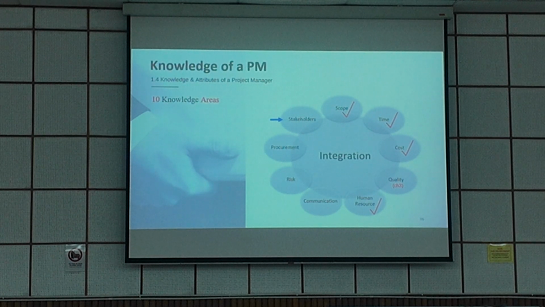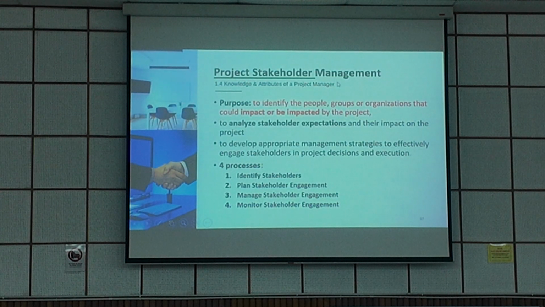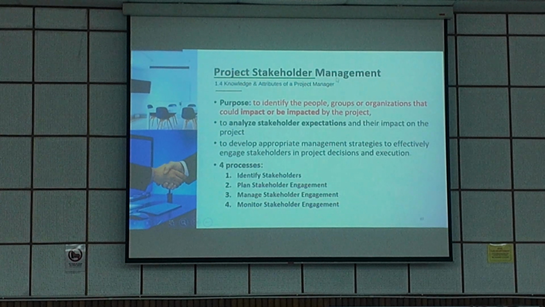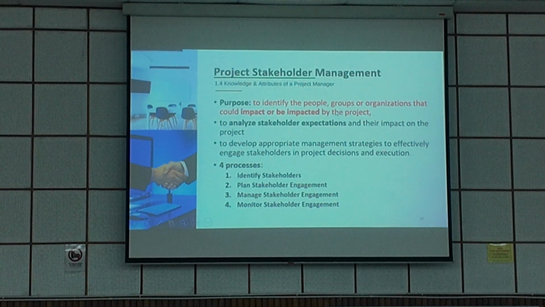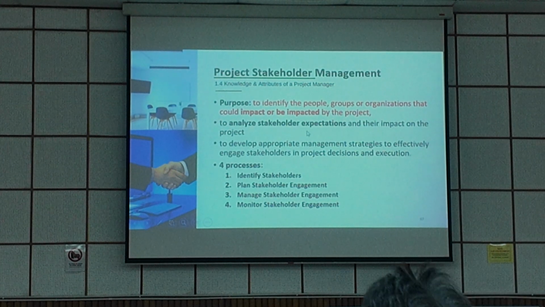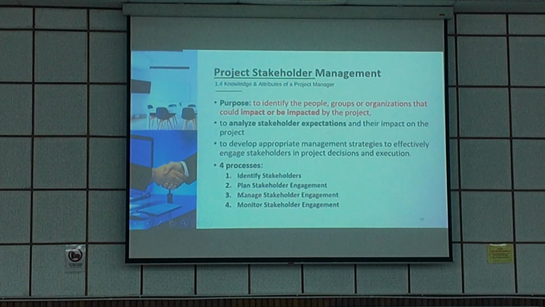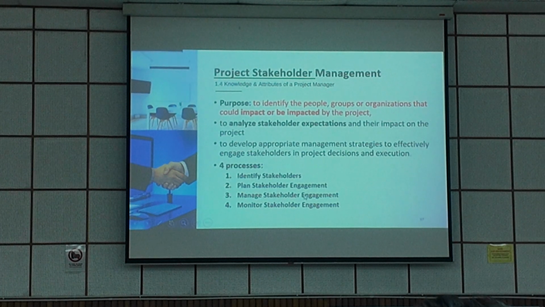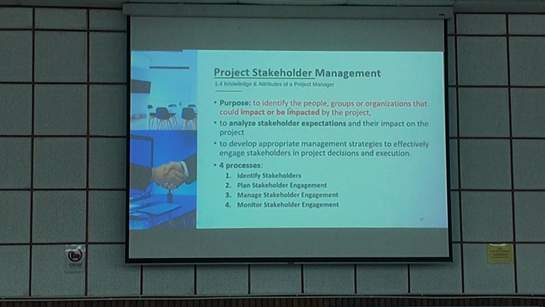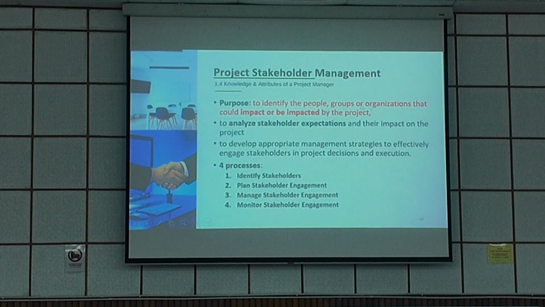One more: stakeholder management. Stakeholder management identifies the people, groups, or organizations that could impact or be impacted by the project, and analyzes stakeholder expectations. The four processes are: identify stakeholders, plan stakeholder engagement, manage stakeholder engagement, monitor stakeholder engagement. So when you are doing a project, you have to identify the people, groups, or organizations that could impact or be impacted by the project.